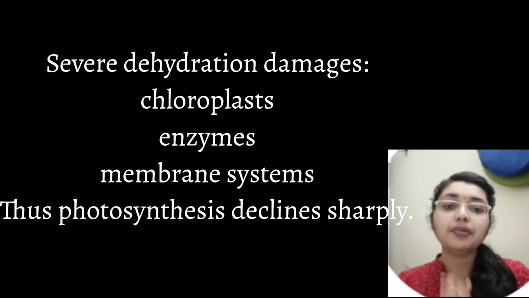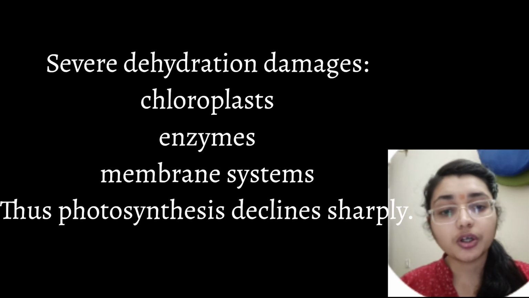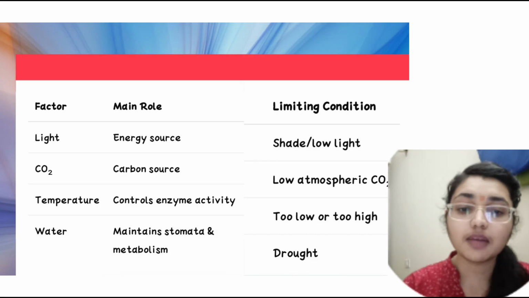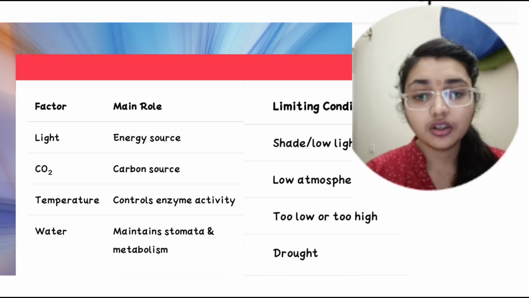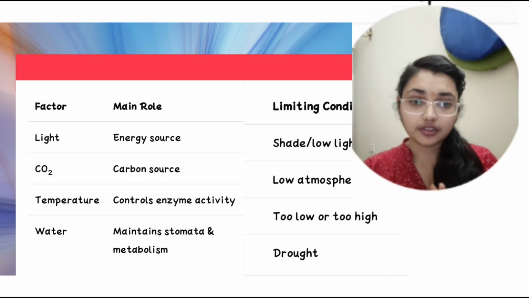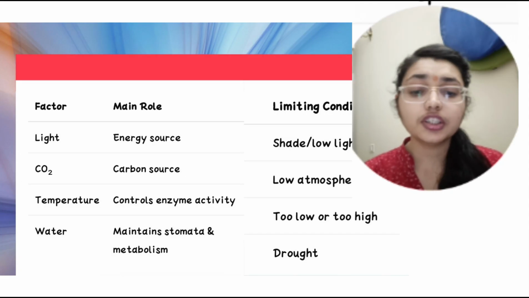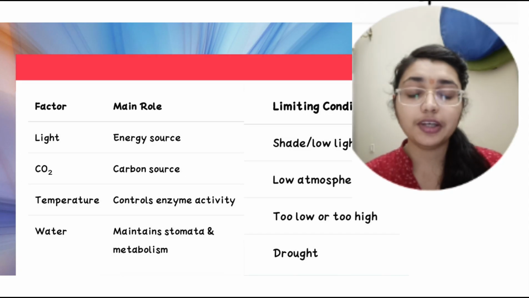Photosynthesis depends on the interaction of all factors like light, CO2, temperature, and water. Light is the energy source. CO2 is the carbon source. Temperature helps in controlling the enzyme activity, whereas water maintains the stomata and metabolism. So even if all the other factors are optimum, the factor in minimum availability controls the rate of photosynthesis, and this is the essence of Blackman's law of limiting factor.